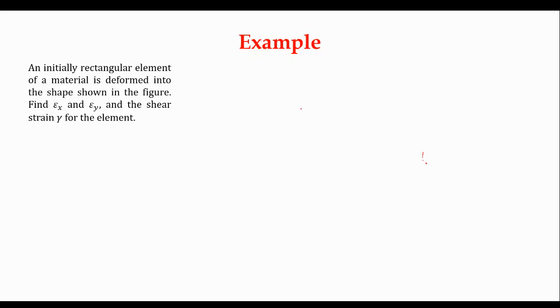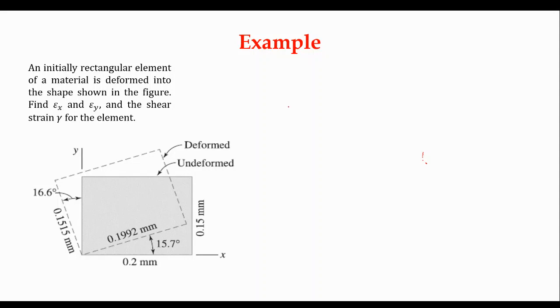An initially rectangular element of a material is deformed into the shape shown in the figure. So find again the normal strains x and y and the shear strain gamma for the element. So ito yun. Okay? So ang undeformed state na to is rectangular, straight gid na siya. And then, with the application test, na-deform siya. So, mao na ni ang nahitabo niya.